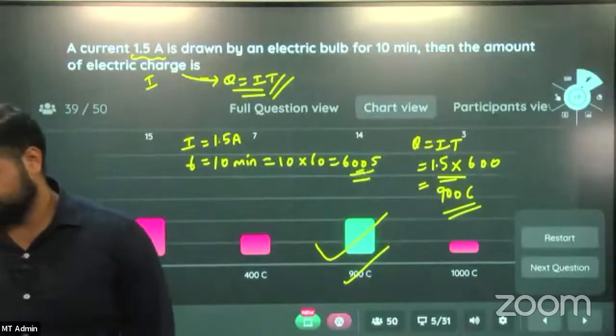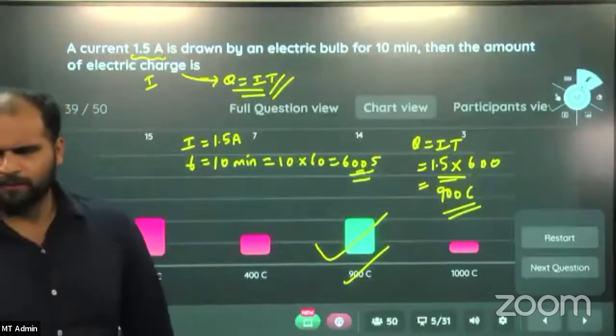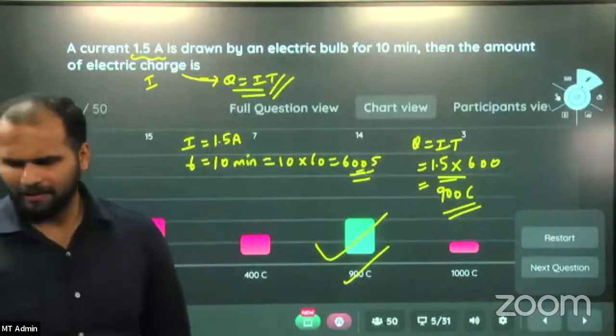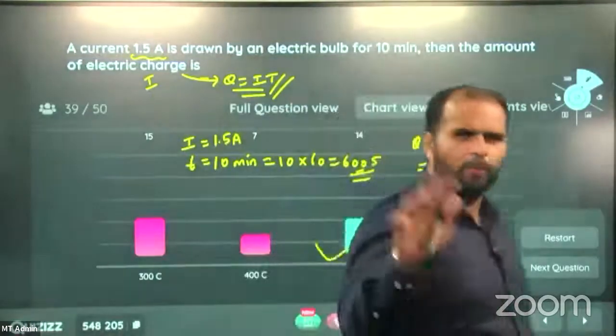Yes, clear? Yes, Sarthak, you can go. 15 into 6 is 90. Okay, 90 into 10 is again 900. N number of options.